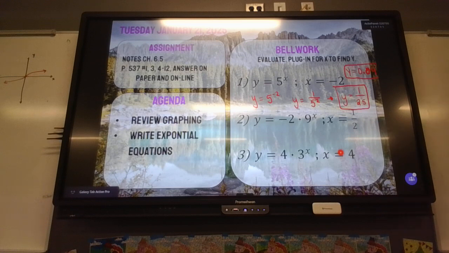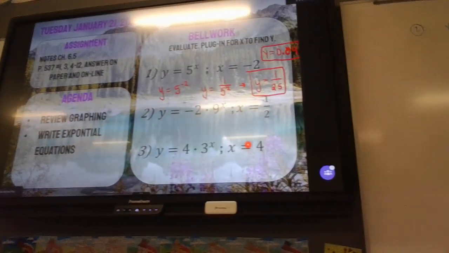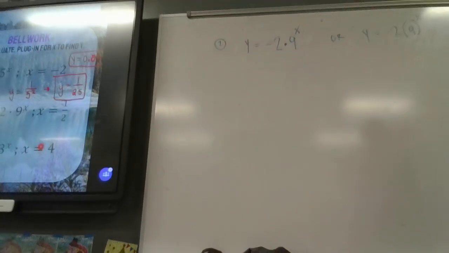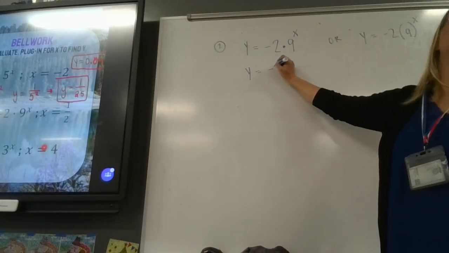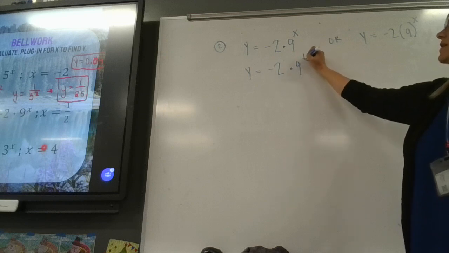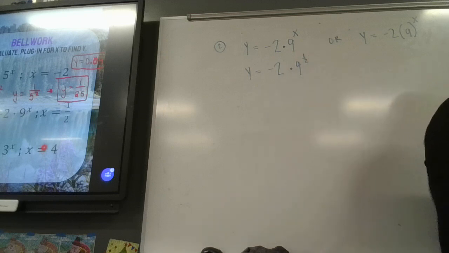Number 2. All right, we have this equation, -2 times 9 to the x. Just as a heads up, this could easily be written with parentheses. Sometimes it's parentheses, sometimes it's the product dot. So we're going to put a 1/2 in right where x is. It says evaluate when x equals 1/2. So this is -2 times 9 to the 1/2 power.